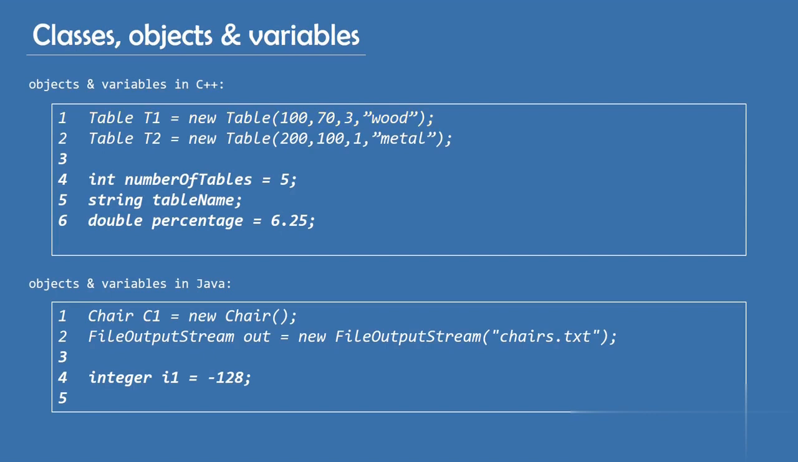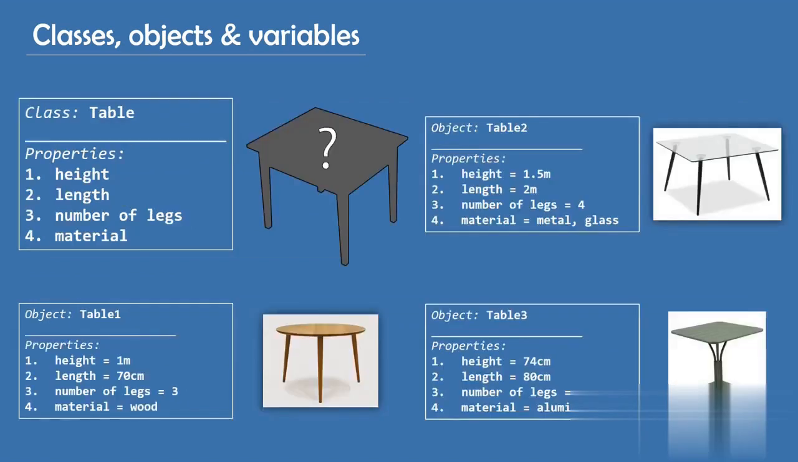Just like with functions before, there's a lot of built-in classes in all programming languages. For example, integers, characters, strings, and so on. Number of files and table name are variables, or objects of the classes integer and string. From the example of tables, you can notice that these objects resemble objects in real life. And if you think about it, everything you see around you is an object of a class.